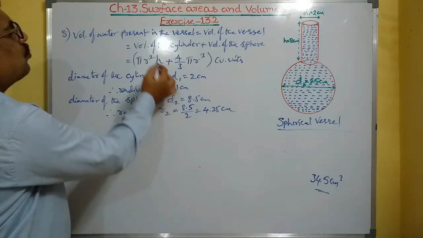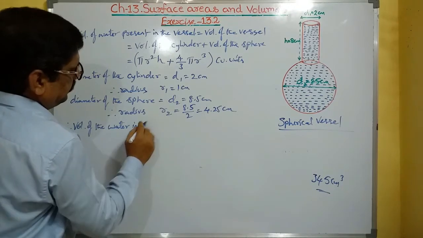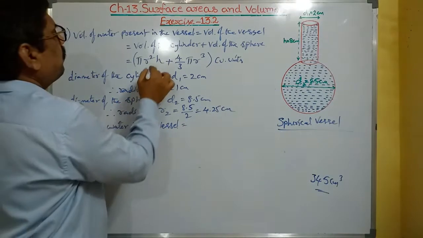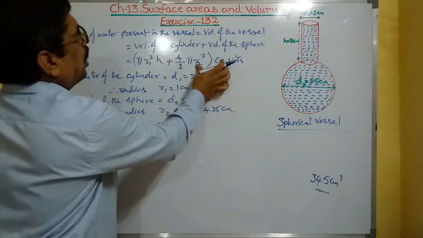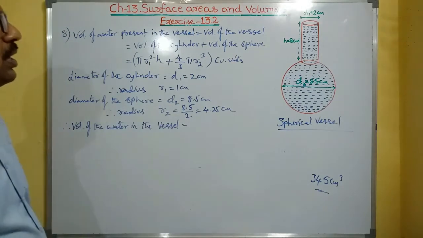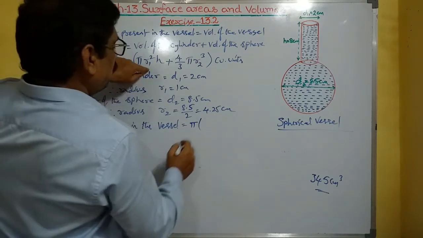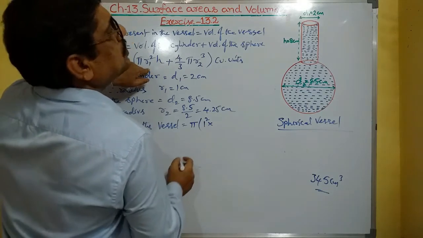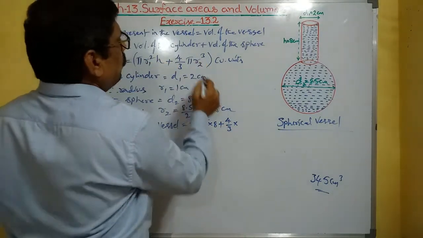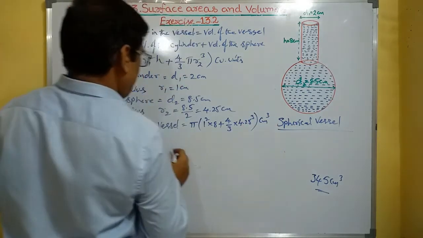Okay, by these values we will get, therefore, volume of the water in the vessel is equal to, here look at this, pi r square h, that is pi r1 square h, and this is 4/3 pi r2 cube. So we have taken the radius of the cylinder as r1 and radius of the sphere as r2. So now pi can be taken common: pi into R1 square, R1 is 1, 1 square into H, what is H? H is 8, plus 4 by 3 into R2, 4.25 whole cube, centimeter cube. Now let us simplify this.